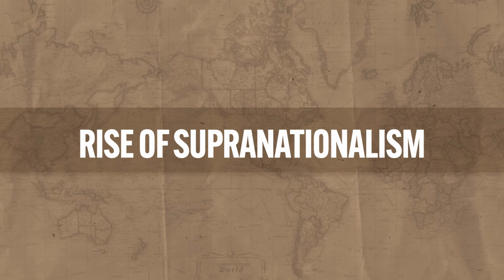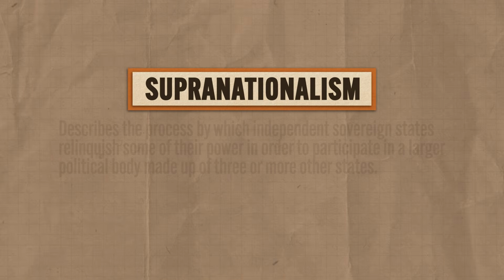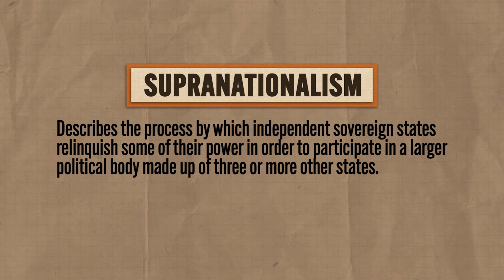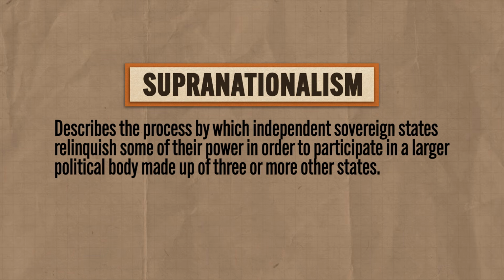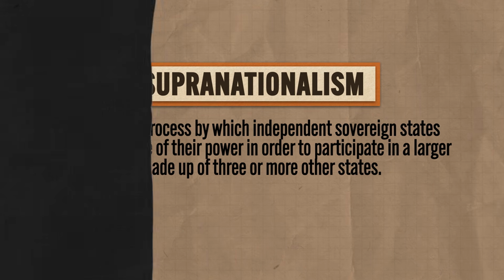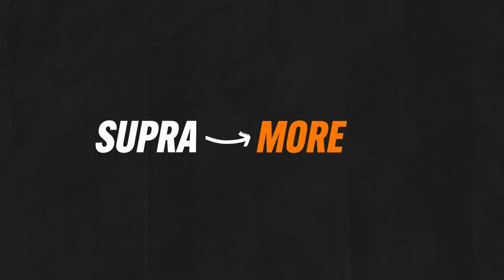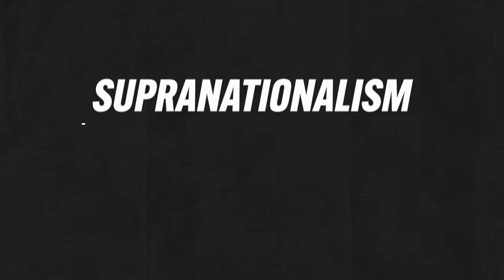Okay, now on a slightly different but related topic, you need to understand how the rise of supranationalism has challenged state sovereignty. Now, let's start with a definition. Supranationalism describes the process by which independent sovereign states relinquish some of their power in order to participate in larger political bodies that are made up of three or more states. So supra means more, and so we're talking about entities that are more than national.